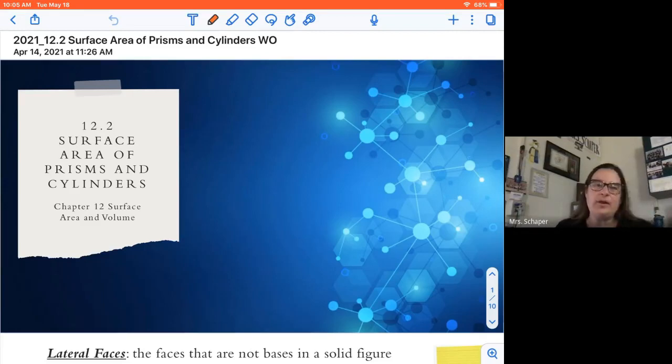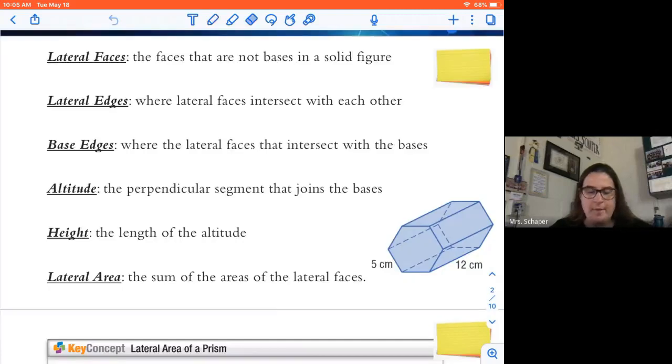So here's some vocabulary words for you. Just kind of, what do these mean? You talked about them in 7th grade math. That was a long time ago, so I think it's good to refresh our memory. Lateral faces are all the faces along the sides. So if you think about it in terms of a box, it's the sides, the front, the back, and the sides. The lateral edges are the edges along the lateral faces.